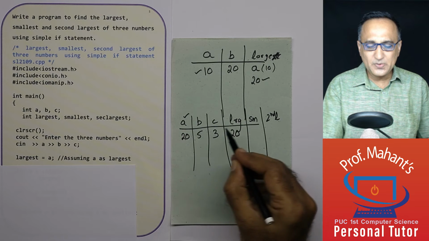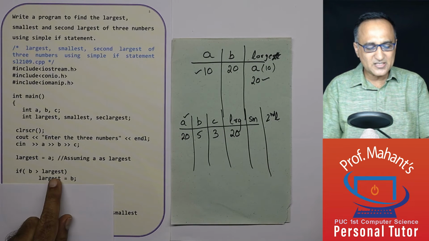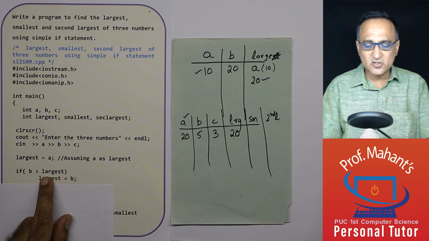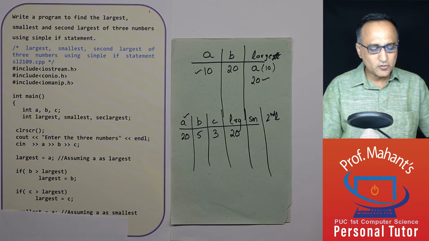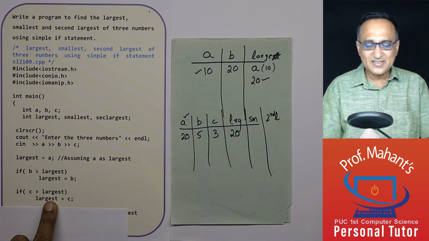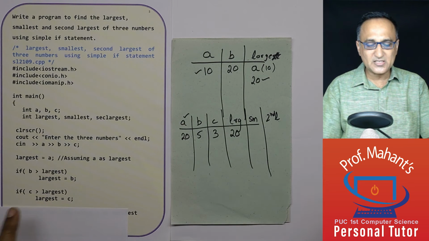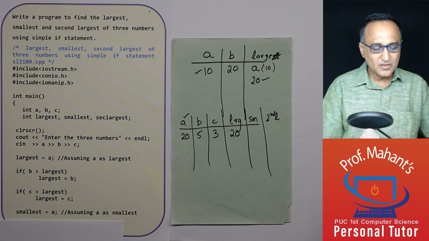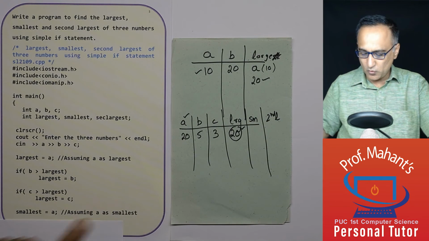I'll compare: is B greater than large? Is B greater than the largest? No. So this condition does not get executed. Large remains as 20. Then I go to the next step. Is C greater than largest? Is 3 greater than 20? No. So the largest remains as 20. Now I have finished finding the largest as 20. One part of the job is over.